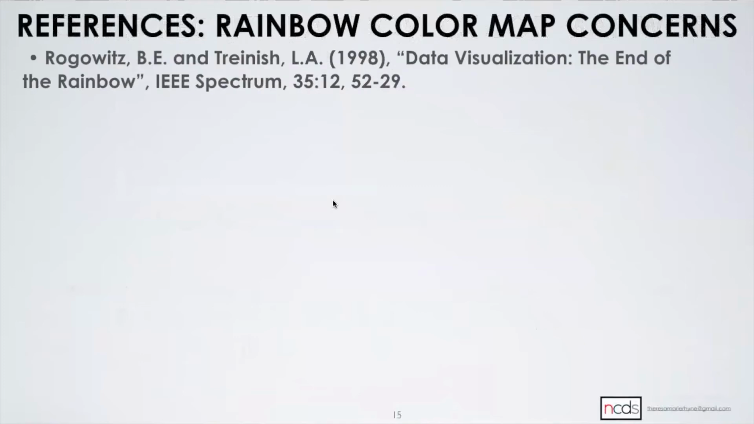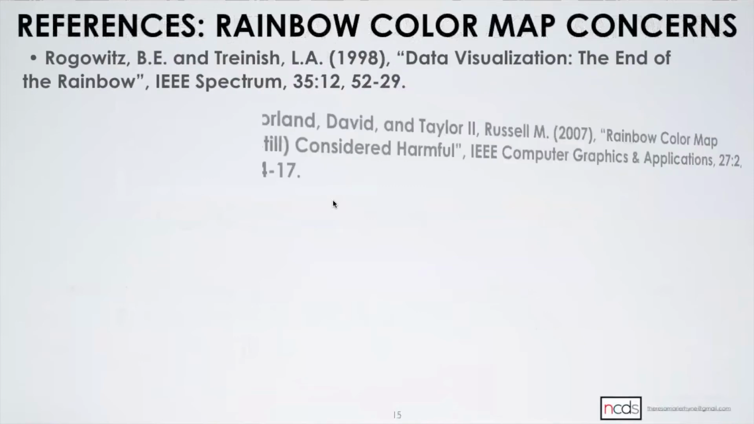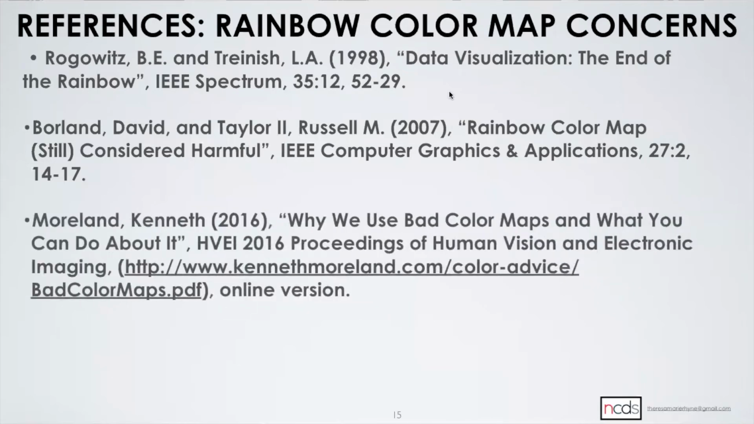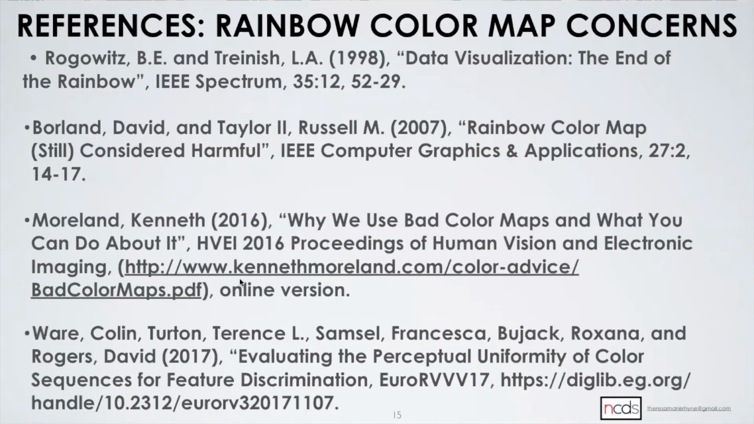So let's get some references. Lloyd Treinish and Bernice Rogowitz were the first to report some of these concerns in 1998. Here at Chapel Hill, David Borland and Russell Taylor studied this in 2007 and re-emphasized its importance. Then we have Kenneth Moreland recently in 2016 providing advice. And Colin Ware and his team at the Department of Energy labs in Los Alamos did an evaluation of this and reported the results in 2017.